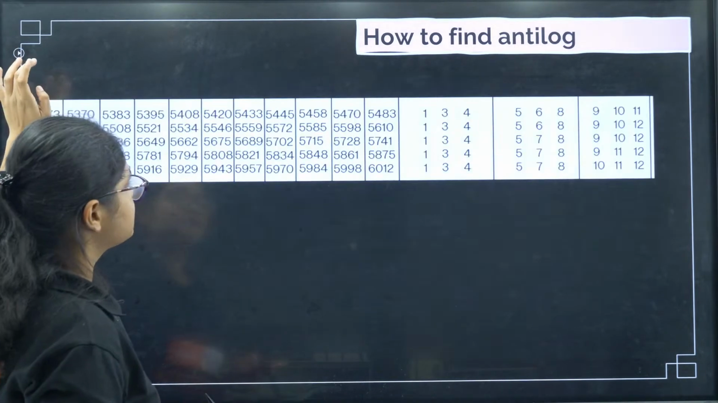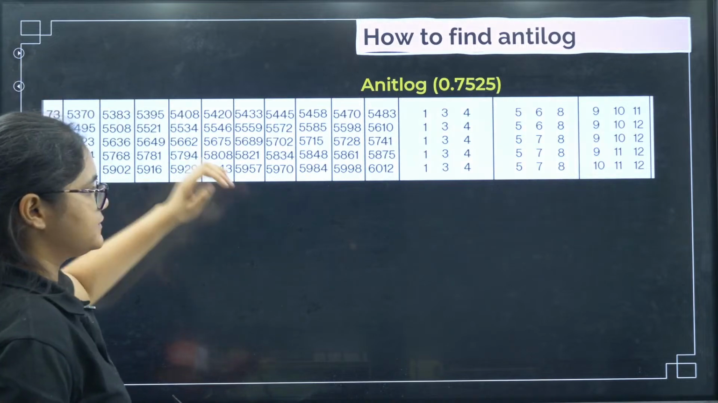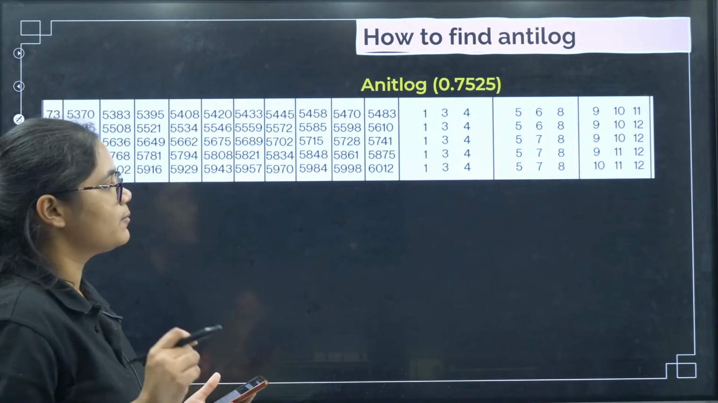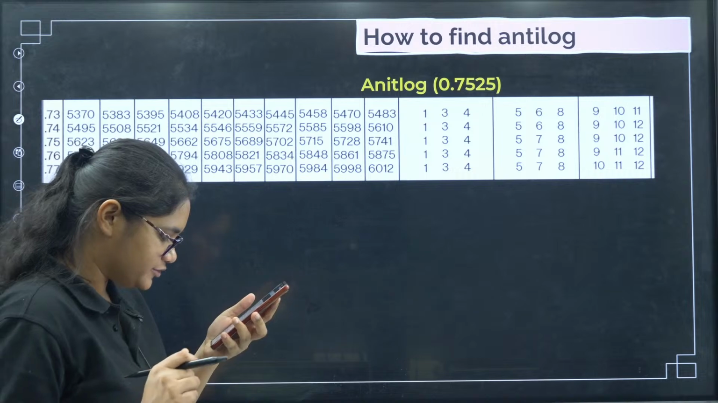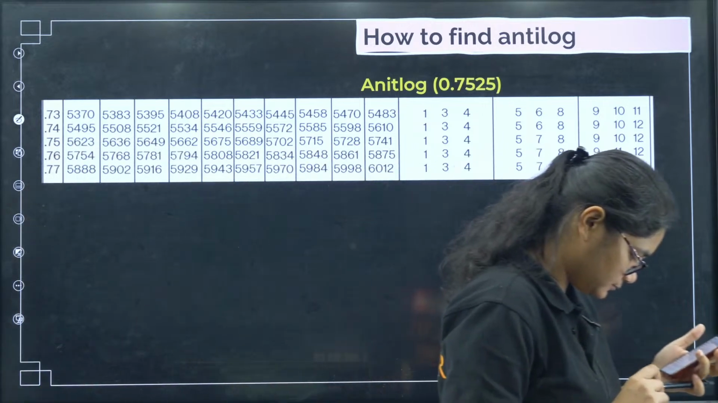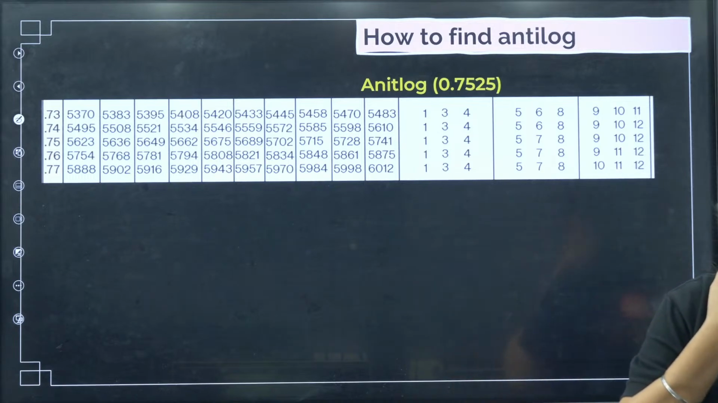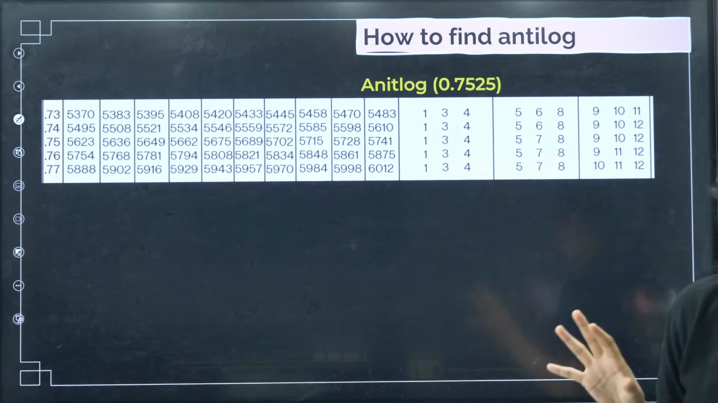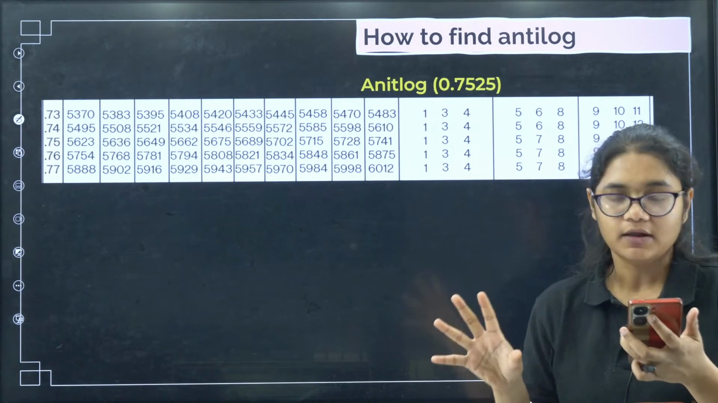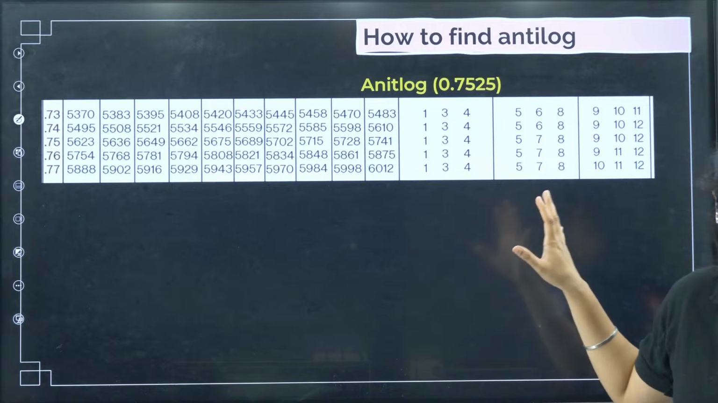Okay. Next. Yes, solve this one. Try this one, 0.7525. Please try this one and tell. Please try this question. Students, please don't discuss among yourself. Don't distract. Yes, try this, all of you.